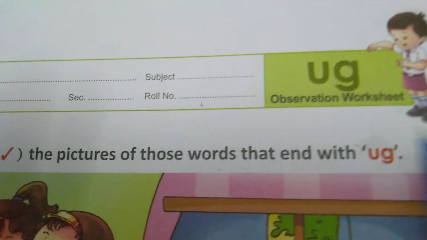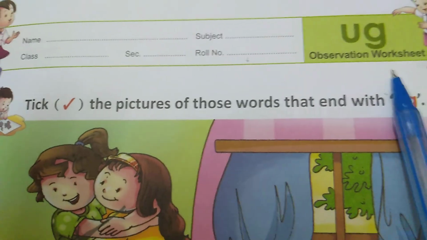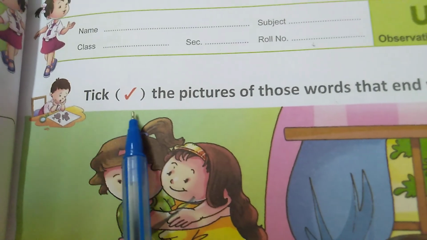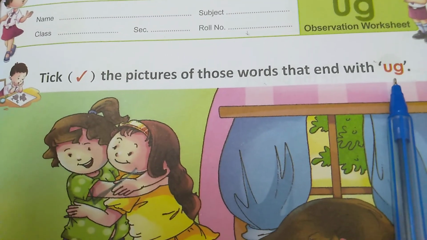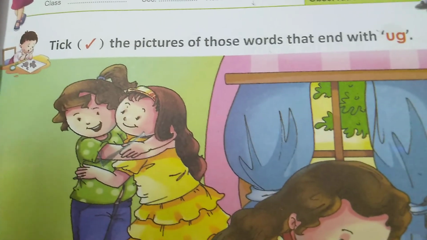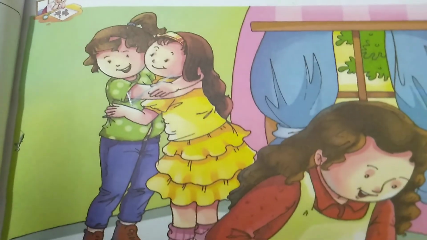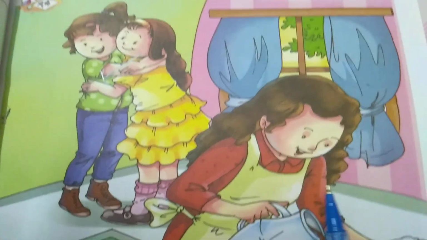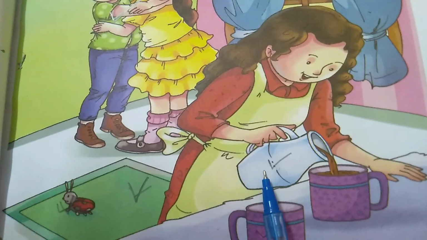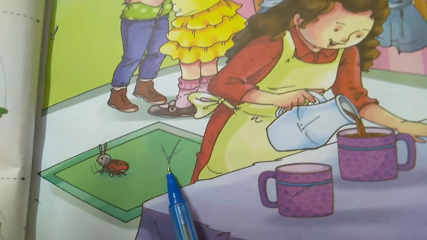Next is U-G, ug. Here you have to tick the pictures of those words that end with U-G, ug. Now let's find out. Look here. Two girls are hugging each other, and jug, mug, bug, and rug.